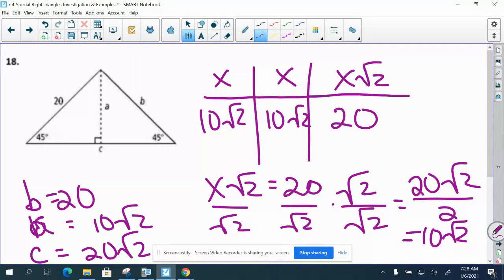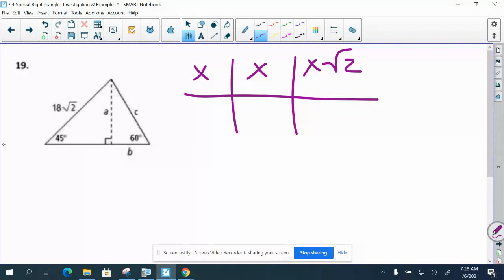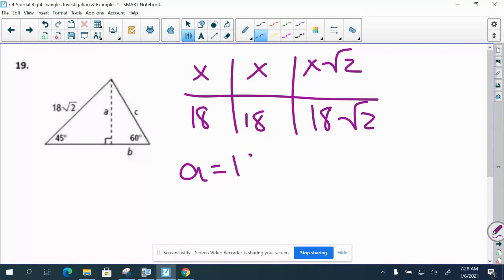All right, let's do number 19. So here we have a 45, 45, 90, x square root 2. And they set it up nice for us. Hypotenuse is 18 square root 2, which just means that x equals 18. Therefore, A equals 18. And we need to know that so we can solve this 30, 60, 90 triangle. I'm going to do that one.